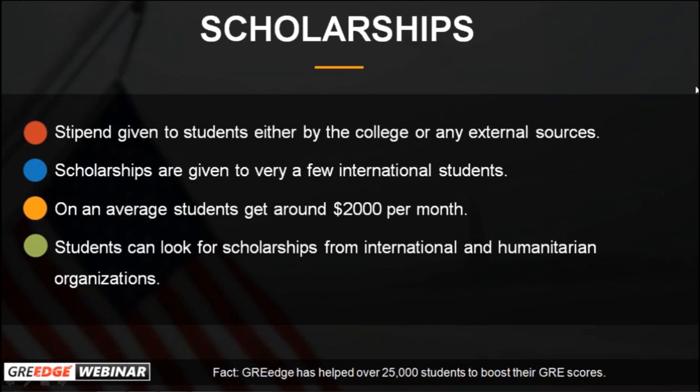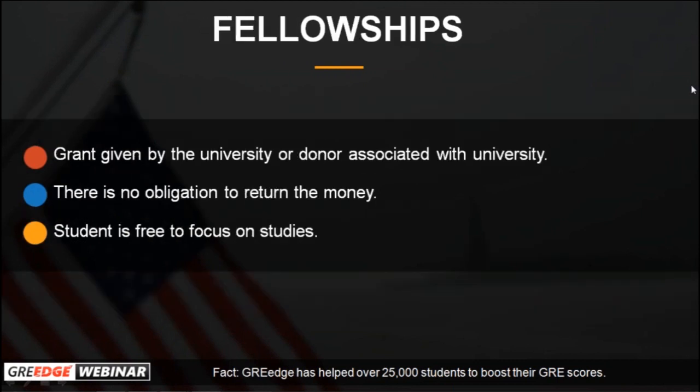All right, so the next thing that you need to understand is fellowships. Fellowships are not very different from scholarships. These are basically grants given by universities or donors associated with the university. For example, alumni who have already passed out of this college will sponsor a part of it every year, like a $5,000 scholarship fellowship every year.